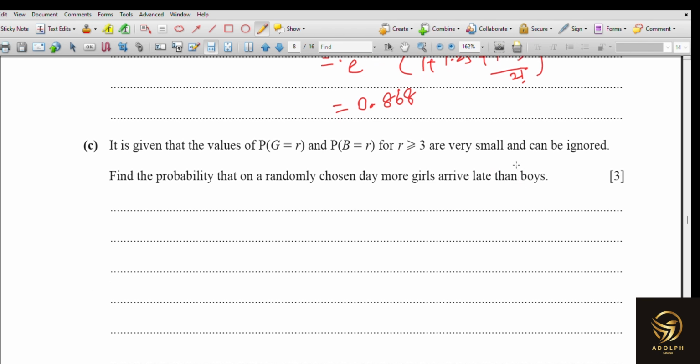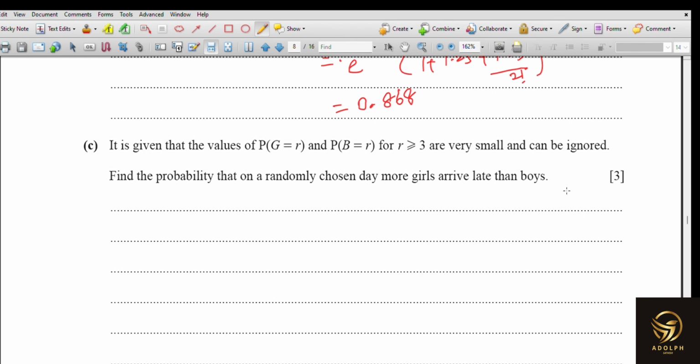So the next one is actually quite interesting and a new kind of problem. It is given that the values of P of G equals R and the probability of B equals R.